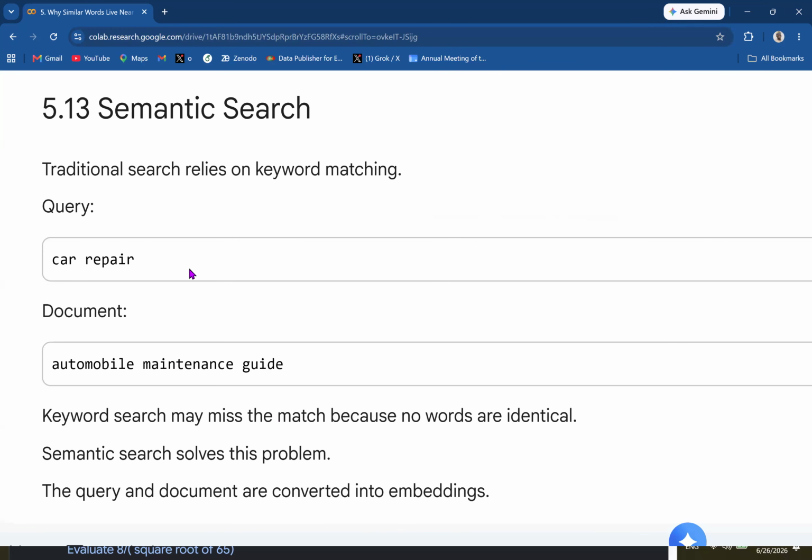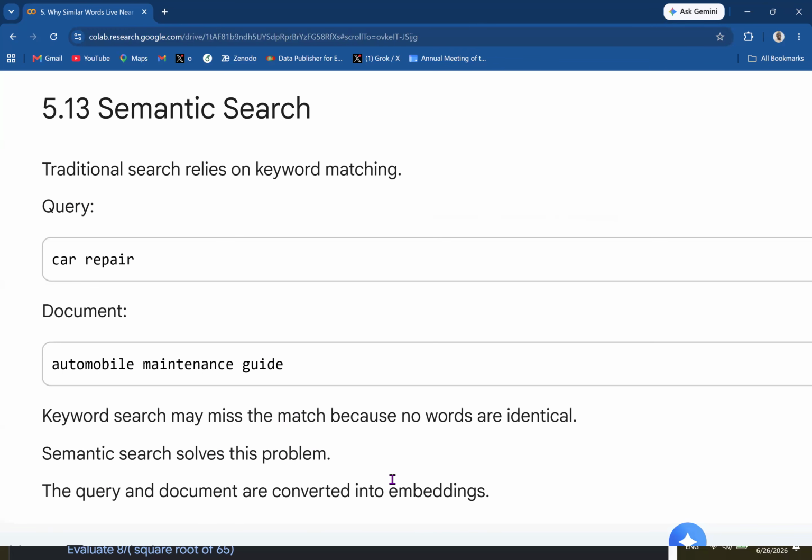So you have car and repair, and then you have automobile maintenance guide. You don't have car here, you don't have repair here. Neither do you have automobile maintenance guide in this other one. But then, of course, as humans, we know that they have things in common. So keyword search may miss the match because no words are identical, but semantic search solves this problem.